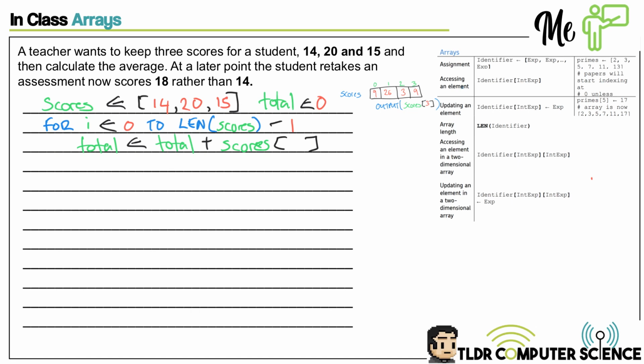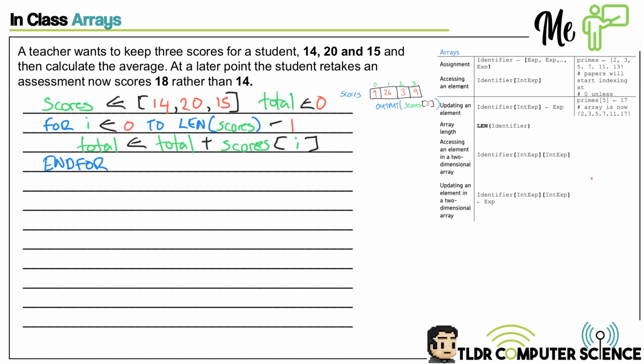And I will be that the first time around, it's going to be 0, then it'll be 1, and then it'll be 2, and it'll add it to the total. Do we need to do anything else in this for loop? No, end for.